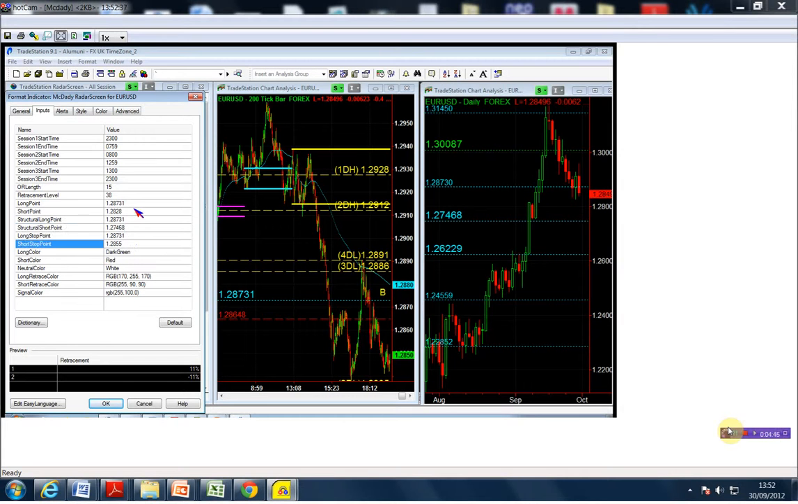On the long side, we're going to buy it above the structure point, which is the 128.73. That's going to be our structure long point and also our stop. All right? That is the euro dollar. Let me save that.